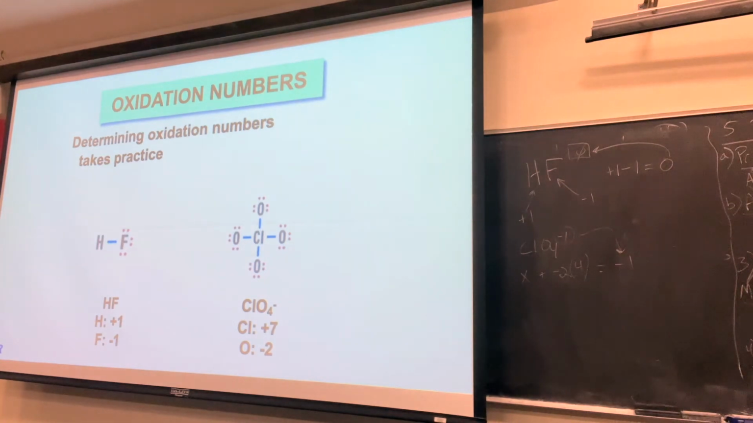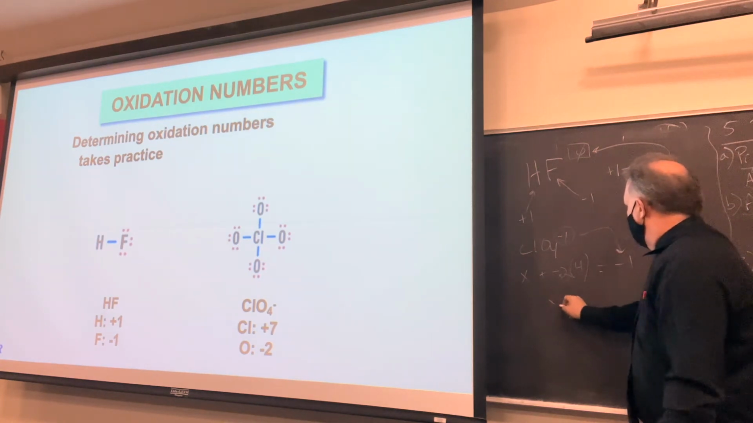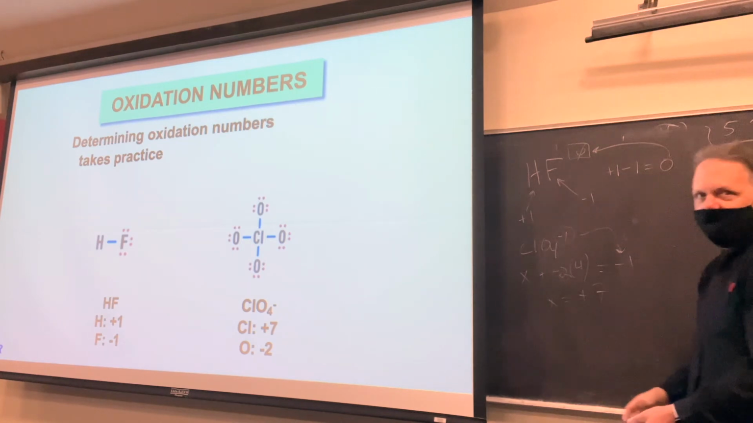When I say the sum of the oxidation numbers equals the charge, if any, on the molecule, in this case perchlorate is negative 1. Up on the top, HF was neutral, so it was equal to 0. But here, perchlorate is negative 1. So you've got X, which is chlorine and unknown, plus negative 2 times 4, negative 8 from the oxygens, and all of that equals negative 1, the charge. If you put negative 8 on the other side, it becomes positive 8. 8 minus 1, that's how they got the positive 7 for chlorine.